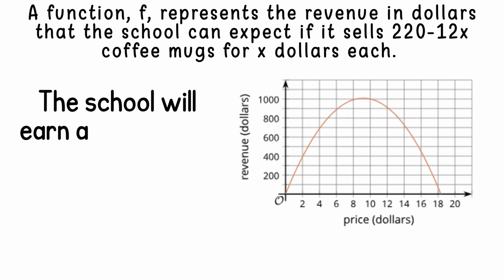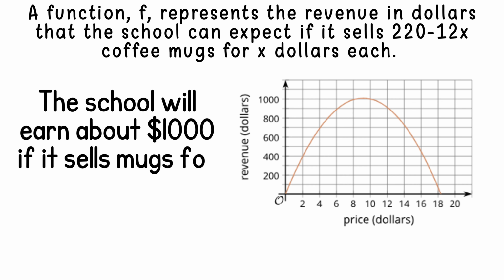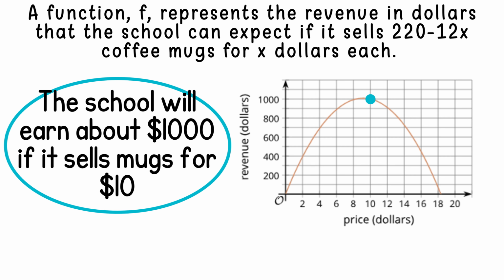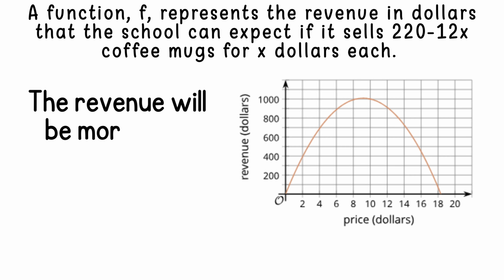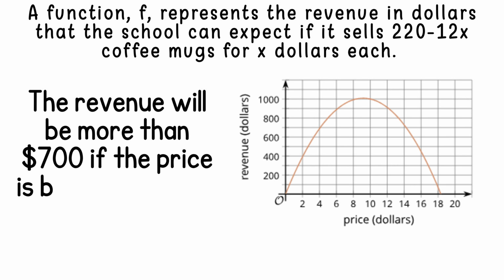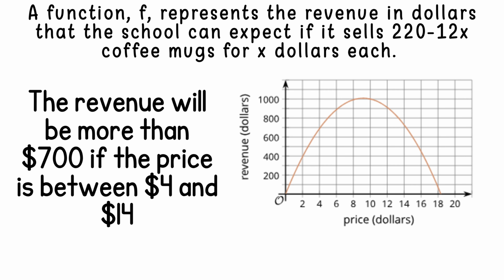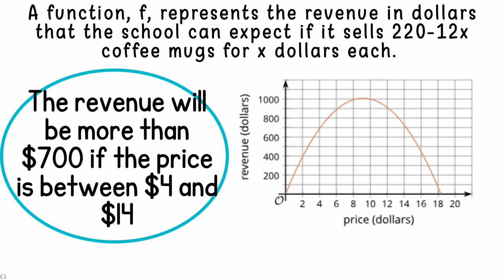The next one says the school will earn about $1,000 if it sells mugs for $10 each. So we'll go to where x equals 10 and see where it falls on our graph. We can see it hits at $1,000 on the y-axis. So this one is true. Now we have that the revenue will be more than $700 if the price is between $4 and $14. This section of the graph represents the price between $4 and $14, and the y values are all above or equal to 700. So this is true as well.